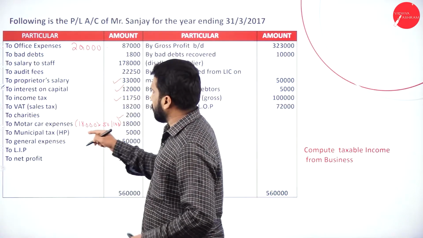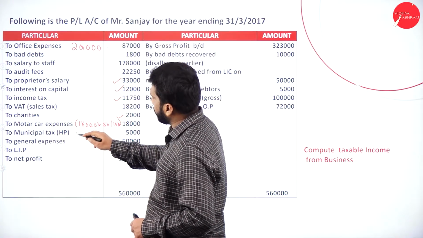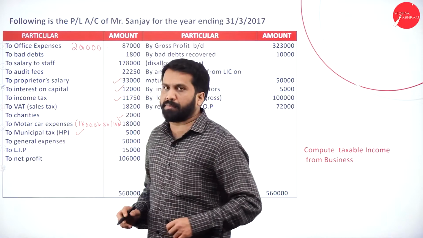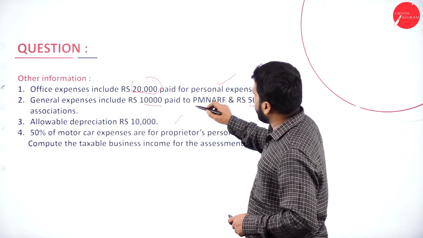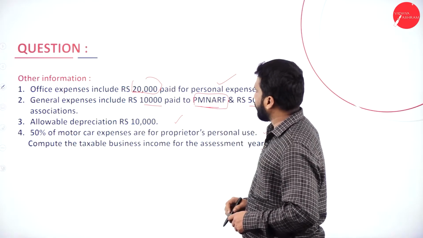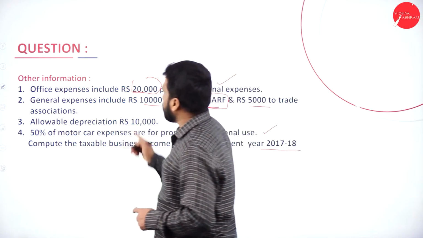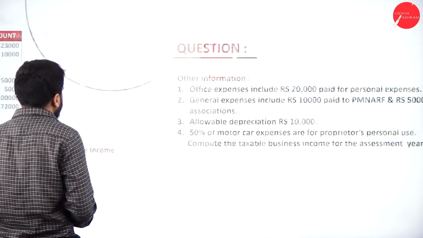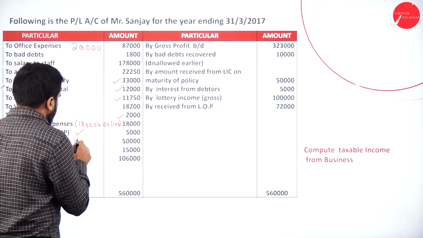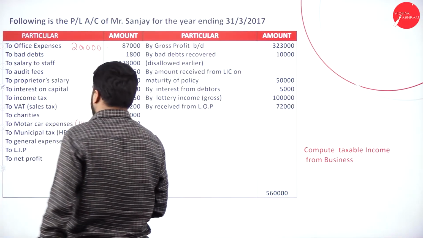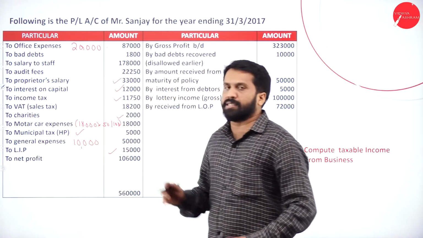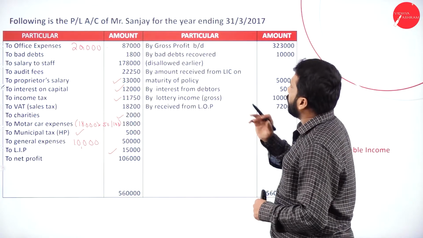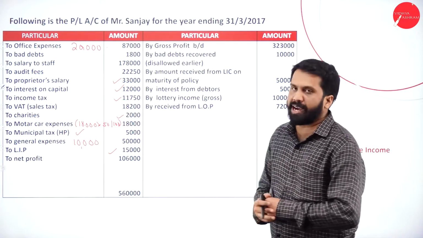Now, municipal tax, yes. General expenditure, remember, in this, 10,000 is paid for the Prime Minister National Relief Fund. So we have to take 10,000 in the general expenses. Next, LIP, yes. And net profit, no. Up to this, your income. Now, in this, these are disallowed items.